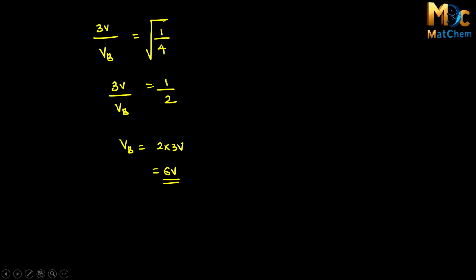So what is the velocity at which the second satellite will be orbiting? Satellite B will be orbiting with a velocity of 6v.